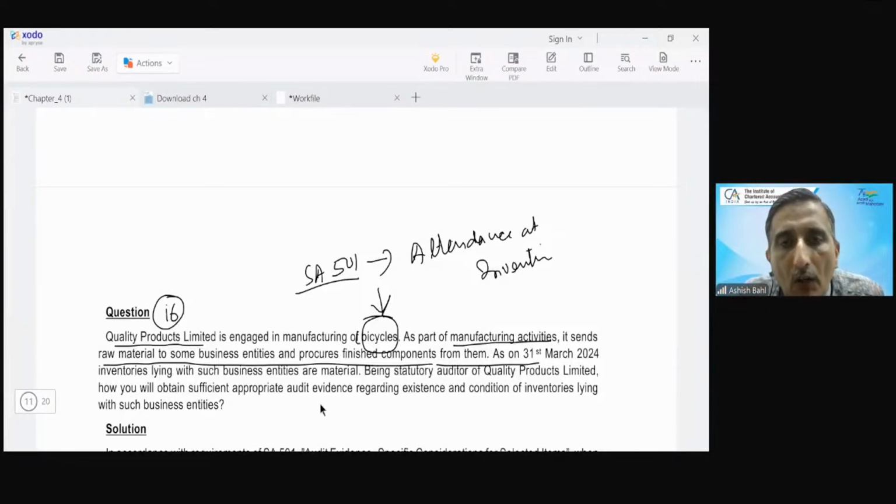So how are you going to obtain sufficient appropriate audit evidence? Which procedures are you going to perform to obtain sufficient appropriate audit evidence in respect of inventories lying with these entities, inventories of the company of which you are auditor, but which are lying with these entities?